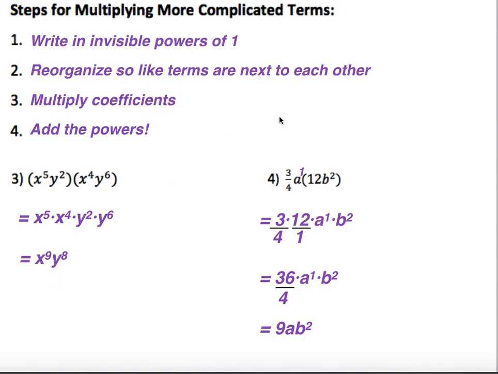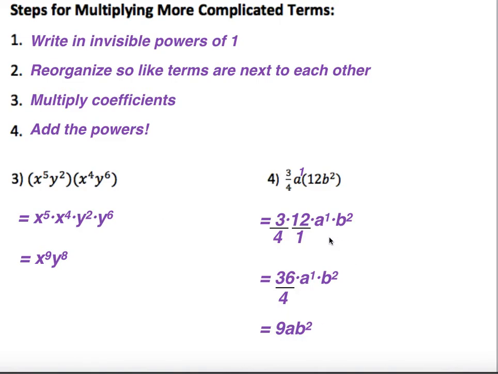For number 4, notice this time how your coefficients, the 3/4 and the 12, one of them is a fraction. When that happens, I'd write my other coefficient as a fraction and multiply straight across. 36/4 simplifies to a whole number 9.